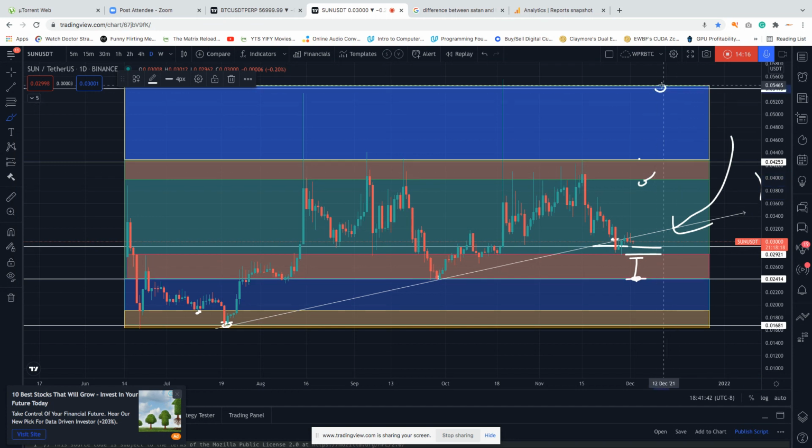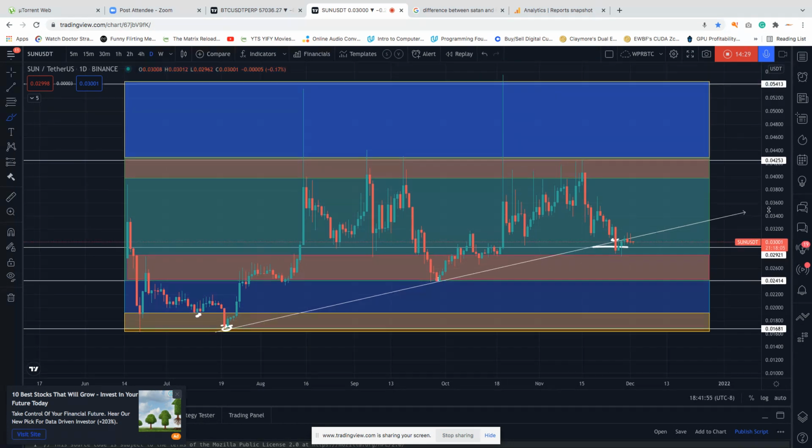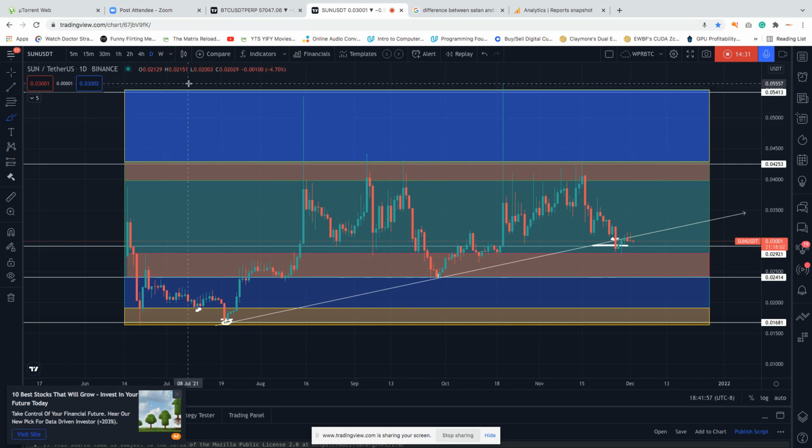The only thing happening to Sun now is just like every other altcoin, they are reacting to Bitcoin. Remember when Bitcoin moved, so many coins moved along, but not all coins moved. Sun is one of the coins that really, really struggled. And let's look at the volume.